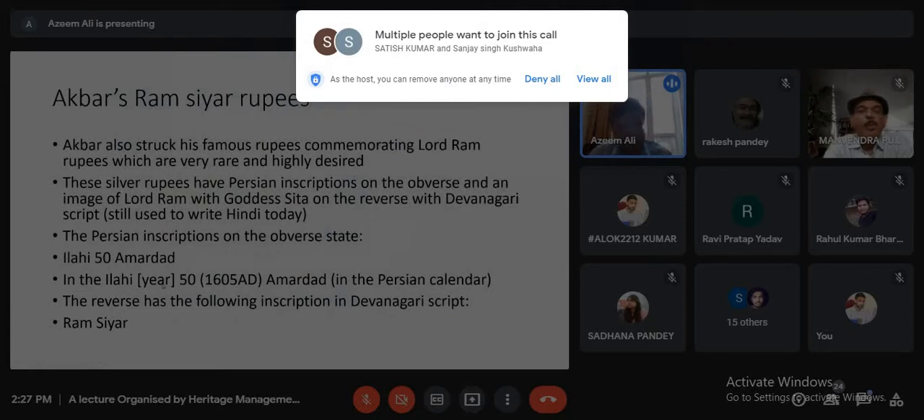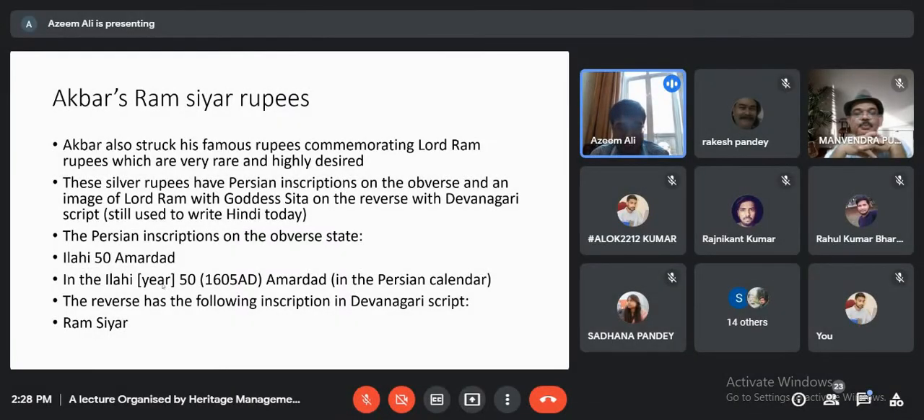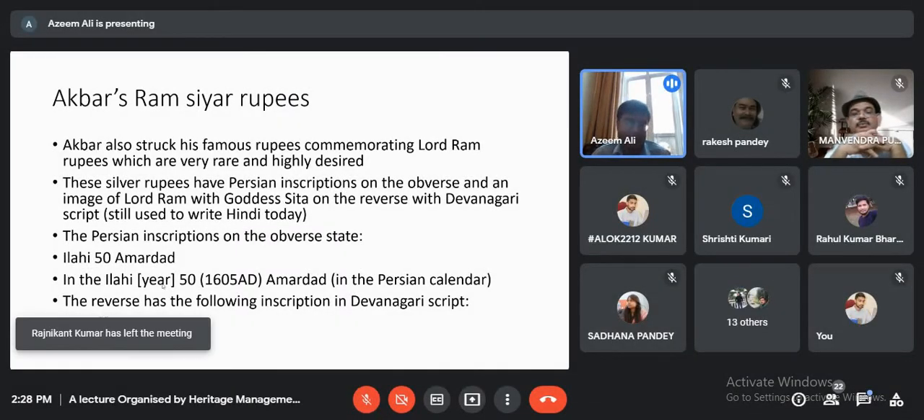And as Professor Pundir had hinted at before, in the previous lectures, Akbar also struck his famous Ram Siya rupees. These are very rare and highly desired, because obviously they have an image of Lord Ram and Goddess Sita. These silver rupees have Persian inscriptions on the obverse and an image of Lord Ram with Goddess Sita on the reverse with Devanagari script, which is obviously still used to write Hindi today. The Persian inscriptions on the obverse state Ilahi Amardad, which means in the Ilahi year 50, which is 1605 AD, so right at the end of Akbar's reign, Amardad.